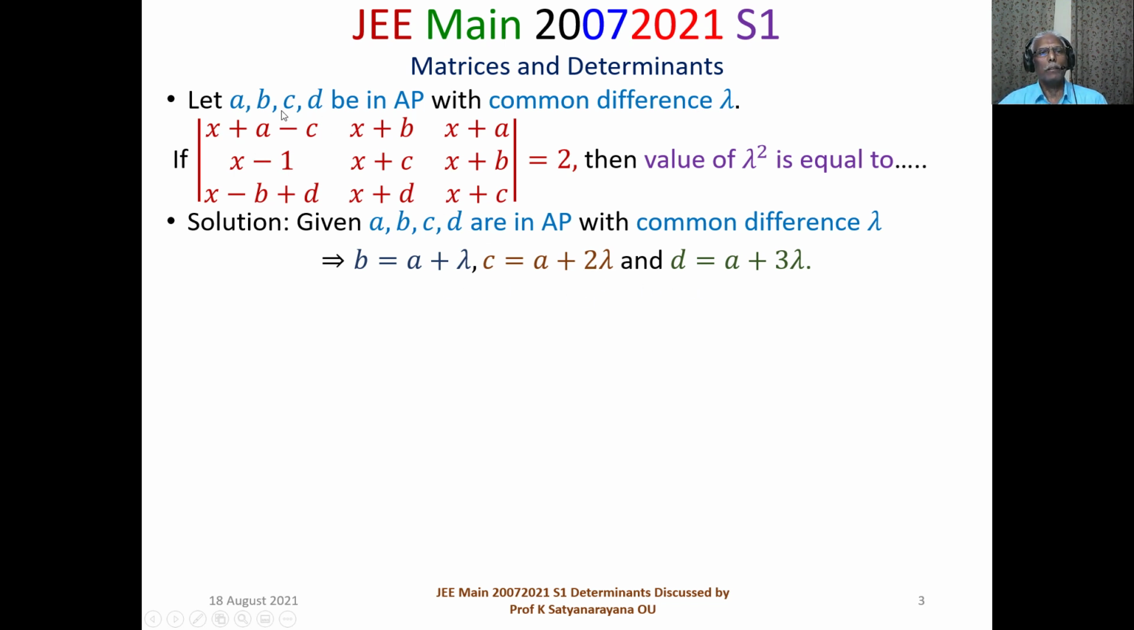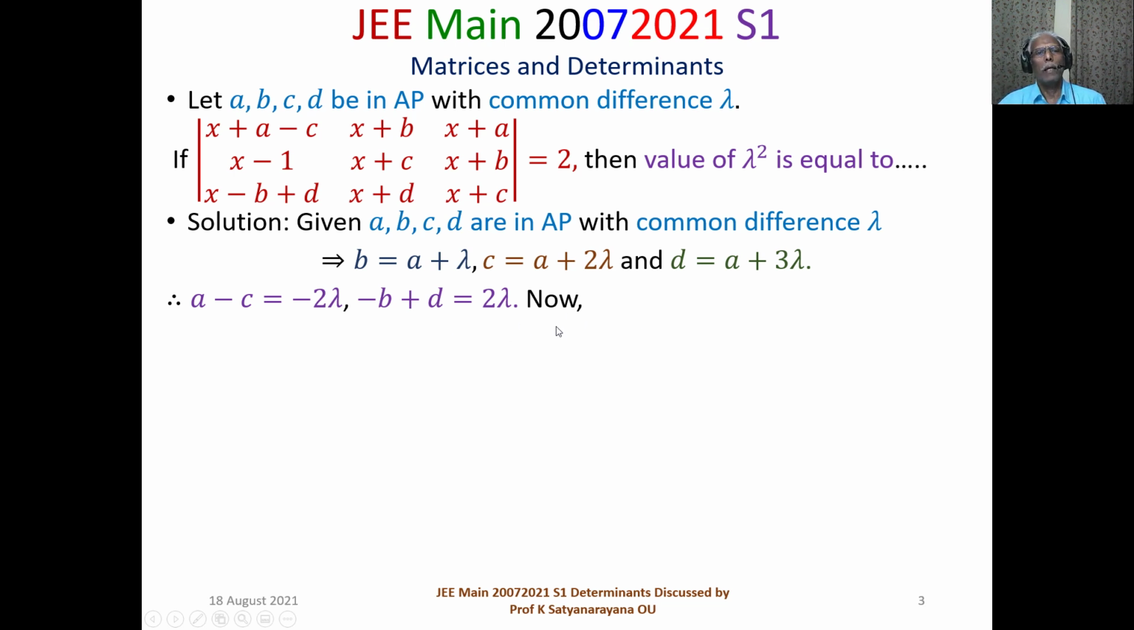Now, in the determinant, you see we have a minus C here and a minus B plus D here. So first of all, let us see what will be A minus C. C is equal to A plus 2 lambda, so A minus C will be minus 2 lambda. For minus B plus D: from D, A plus 3 lambda, subtract B, that means minus A minus lambda. A cancels and 3 lambda minus lambda will be 2 lambda. So A minus C is minus 2 lambda, minus B plus D is 2 lambda.